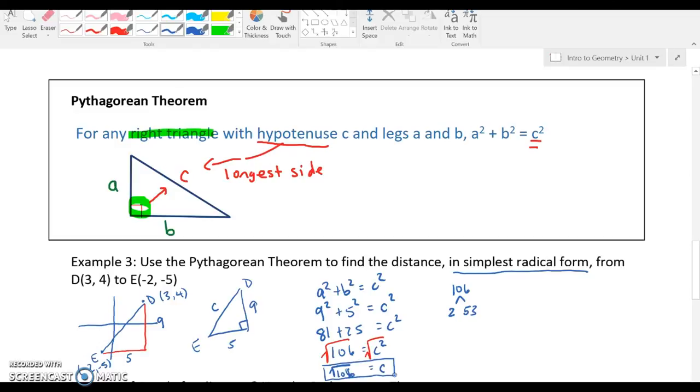Okay, so in class, we're going to look at the Pythagorean theorem and see how we can use it to derive a distance formula, and then you can look at how to use the distance formula to just plug in your values and find distance.